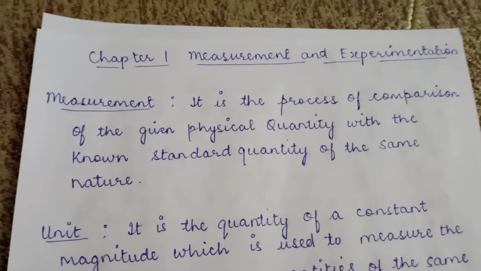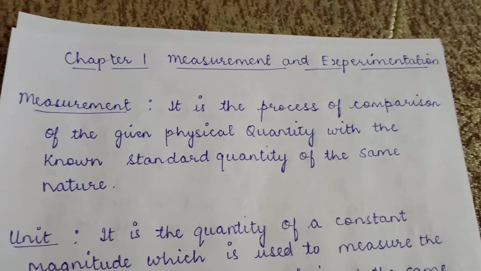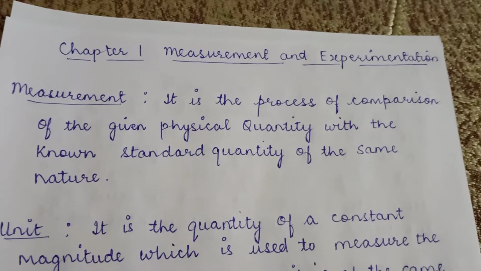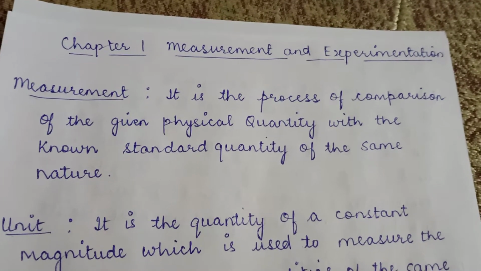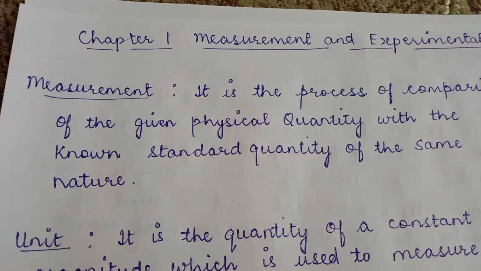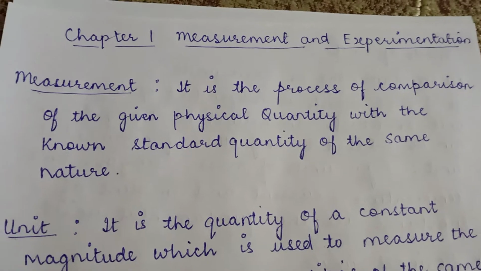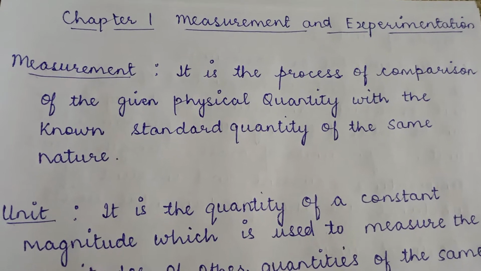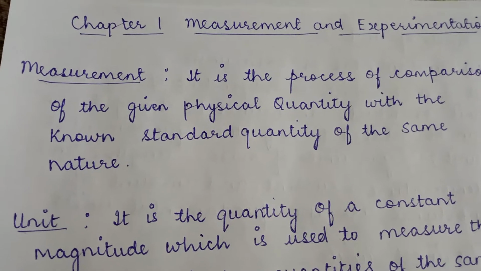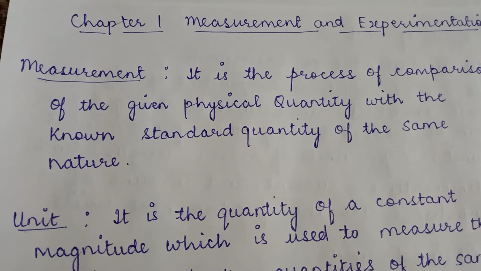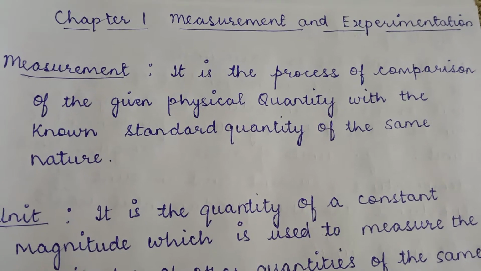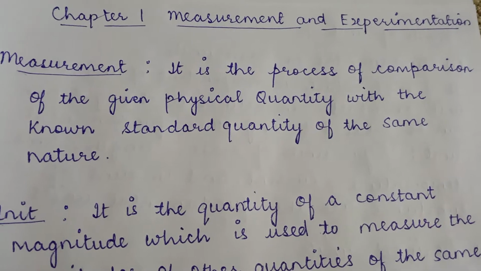Hello students. Today I'm going to teach you the very first chapter of class 9 physics, measurement and experimentation. As you can see in the title of the chapter, the word used is measurement. Thus I'm giving you first of all the definition of measurement. It is the process of comparison of the given physical quantity with the known standard quantity of the same nature. Means measurement is basically the comparison of the given physical quantity with the standard quantity of the same nature.